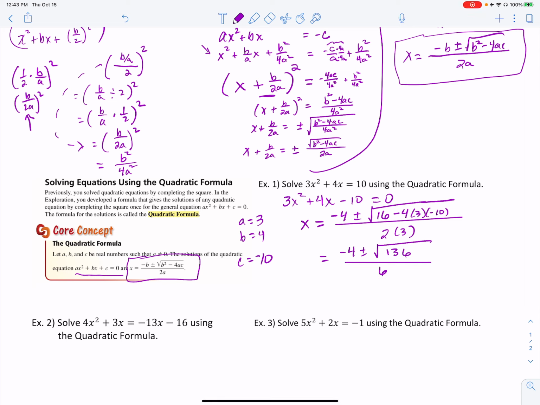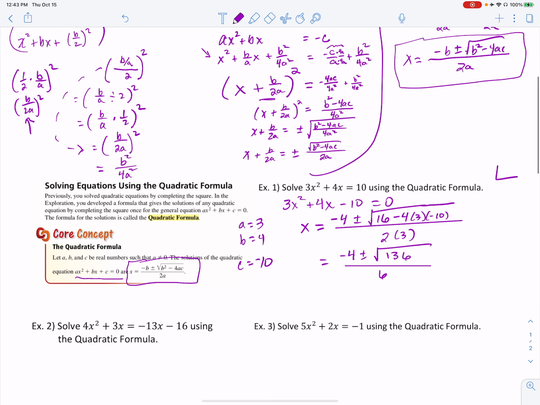Now don't start simplifying. You cannot simplify the 4 and the 6 and make it 2/3 because we have addition in the numerator and you need to be able to take out a 2 from both terms in order to simplify. So we need to work on simplifying the square root of 136. I don't know what the largest perfect square of that is. And just remember, you should not be using your calculator to simplify that. You need to know how to do this without using a calculator.